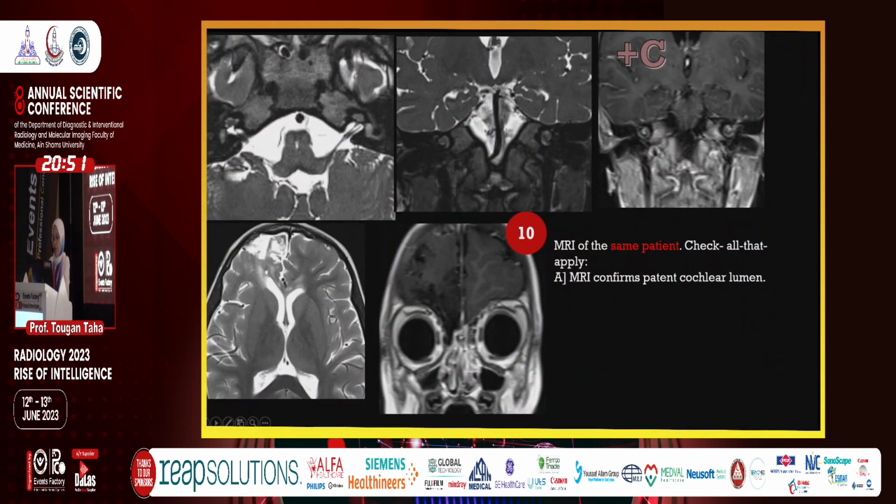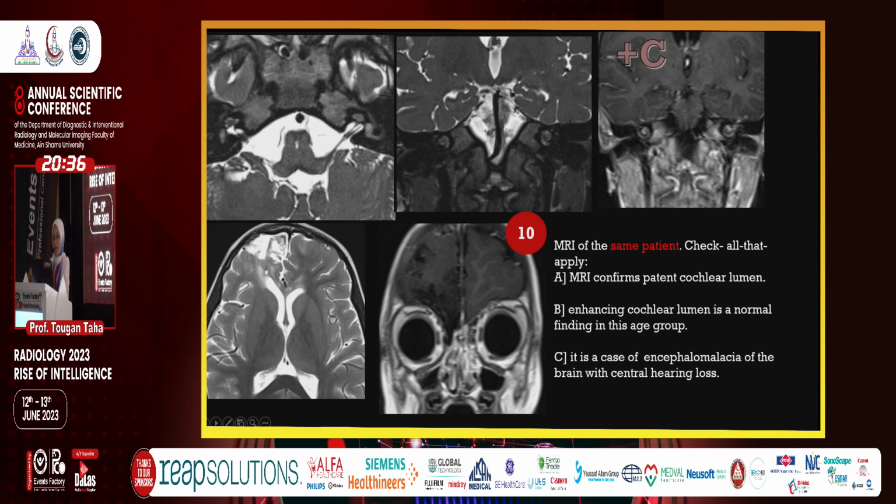In the same patient, regarding the MRI, check all that apply. MRI confirms patent cochlear lumen. Enhancing cochlear lumen is a normal finding in this age group. It is a case of encephalomalacia of the brain with central hearing loss. All the above are false. Please answer.